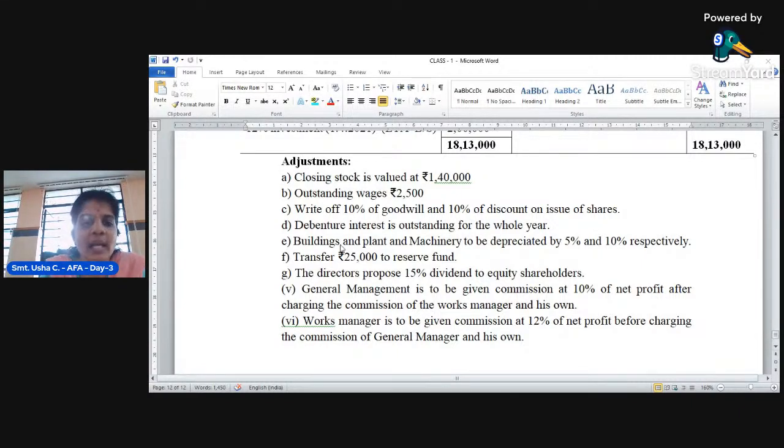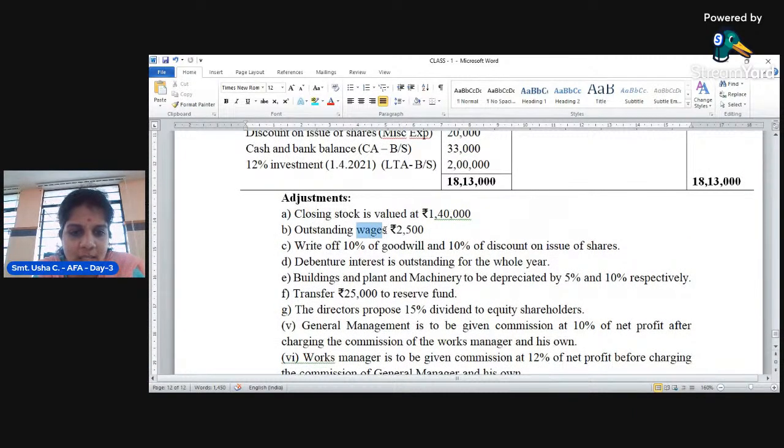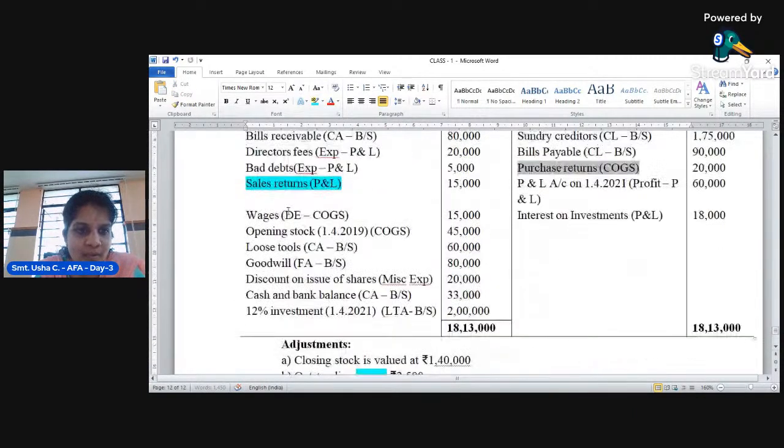Okay, very good. Next is outstanding wages. Outstanding means there is a due. The amount of wages to be paid to the laborers is not yet paid. Already there is one item of wages here. Look here, this is the wages, right? There is one item of wages here.